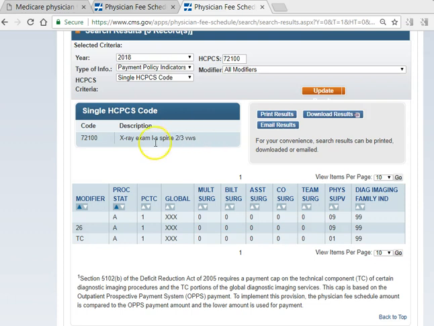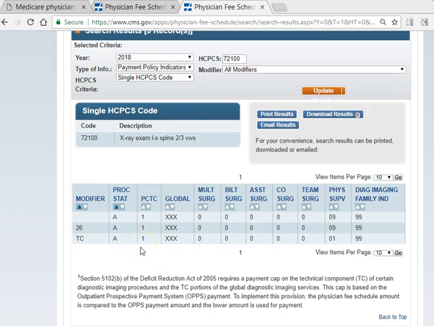What we're looking for right now are the procedural status, the PCTC indicators, the global surgery, multiple services indicators, bilateral services indicators, assistant surgery indicators, co-surgeon indicators, team surgeon indicators, physician supervision indicators, and diagnostic imaging family indicators. Wow, that sounds like a lot of indicators, doesn't it? And what do all of these things mean in here?